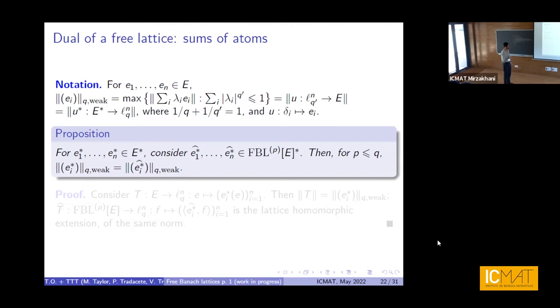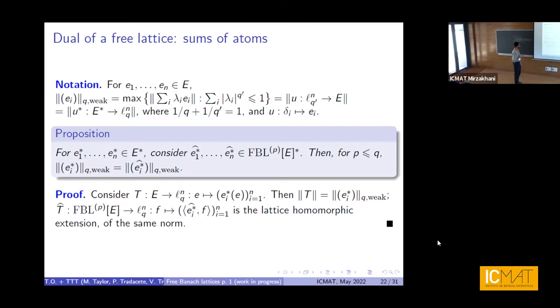And the proof, well, let's look at the operator T, which takes E into L Q n. Basically we are testing each E on those E i stars, and this gives us a sequence of length n. And then the norm of this operator T is precisely the cubic norm of the n-tuple, as we noticed before.